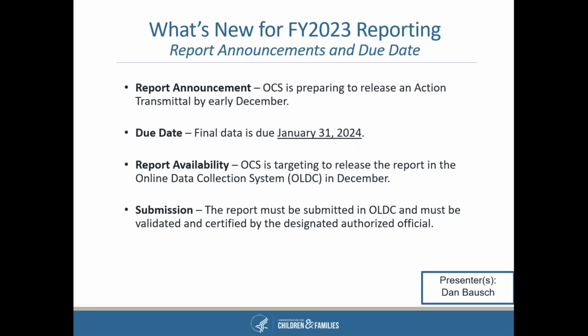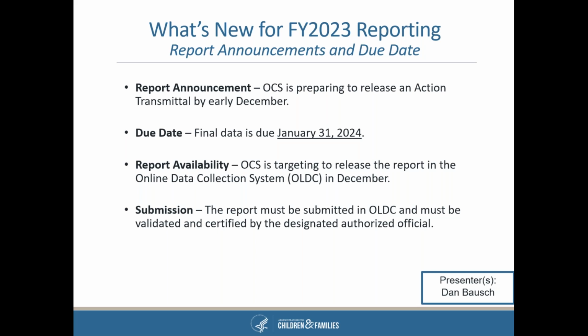The FY 2023 Grantee Survey has not yet had an action transmittal for the performance data form that it's included in, but that action transmittal is going to be released in December, so OCS is in the process of preparing that. The report has been announced in other communications. It's mentioned in the model plan action transmittal, for example. The due date is January 31st, 2024. So that's an important date to have on your calendar for when the performance data form is due.